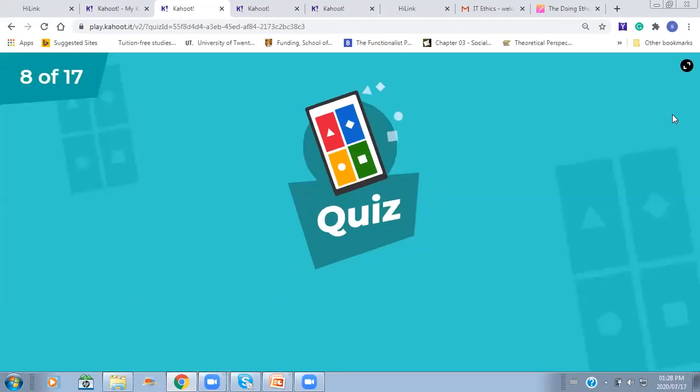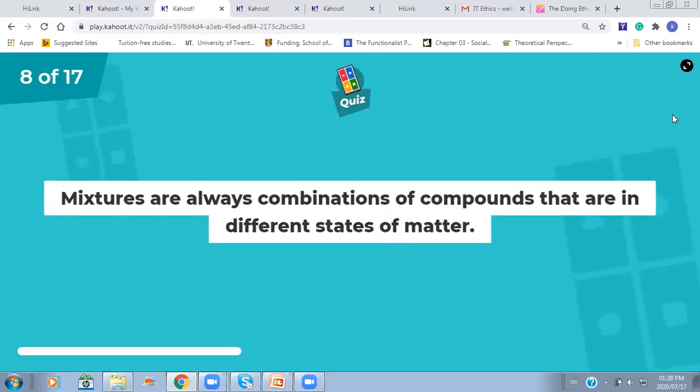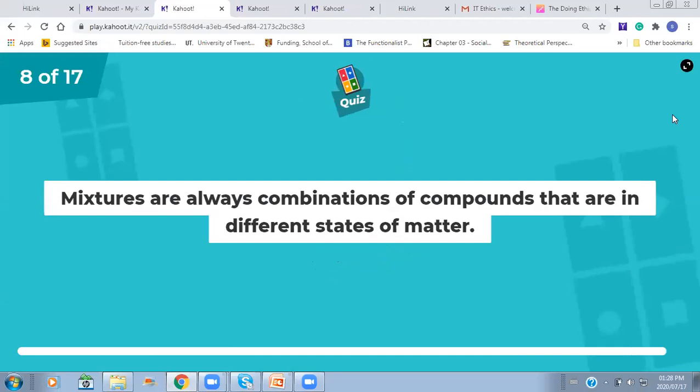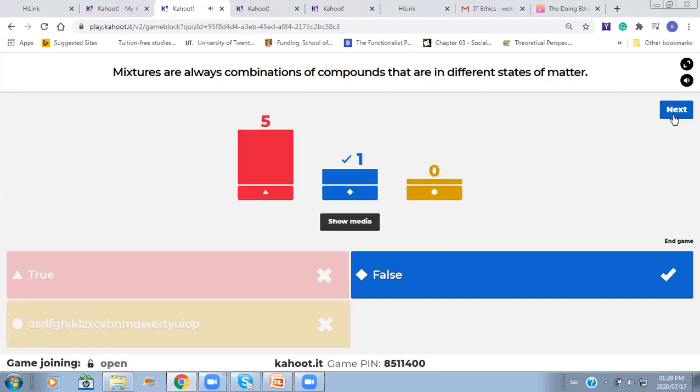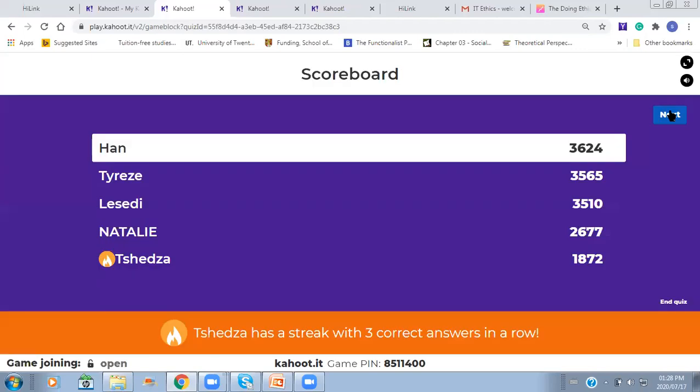Let's keep pushing. Question 8. Mixtures are always combinations of compounds that are in different states of matter. True or false? The answer is false. Let's see the one who got it. It's only Teza. Let's go on.